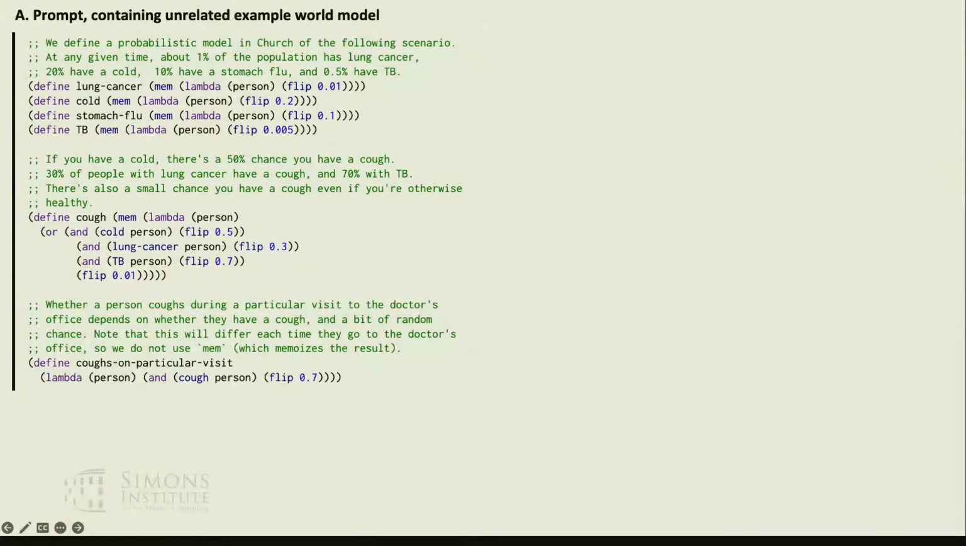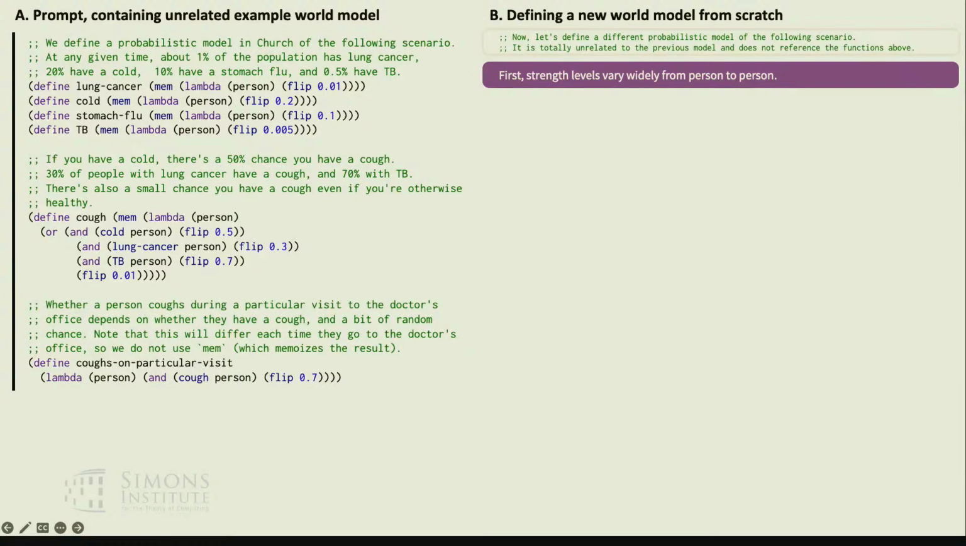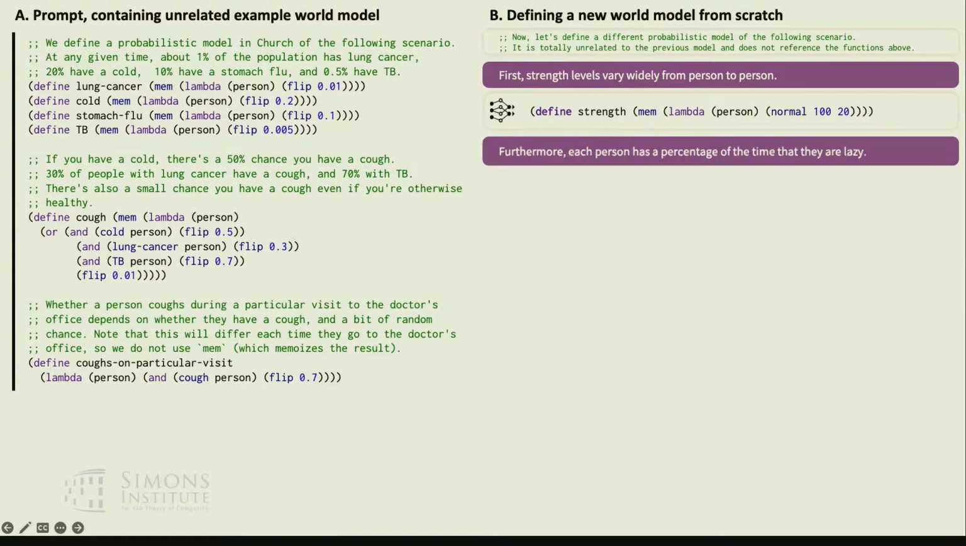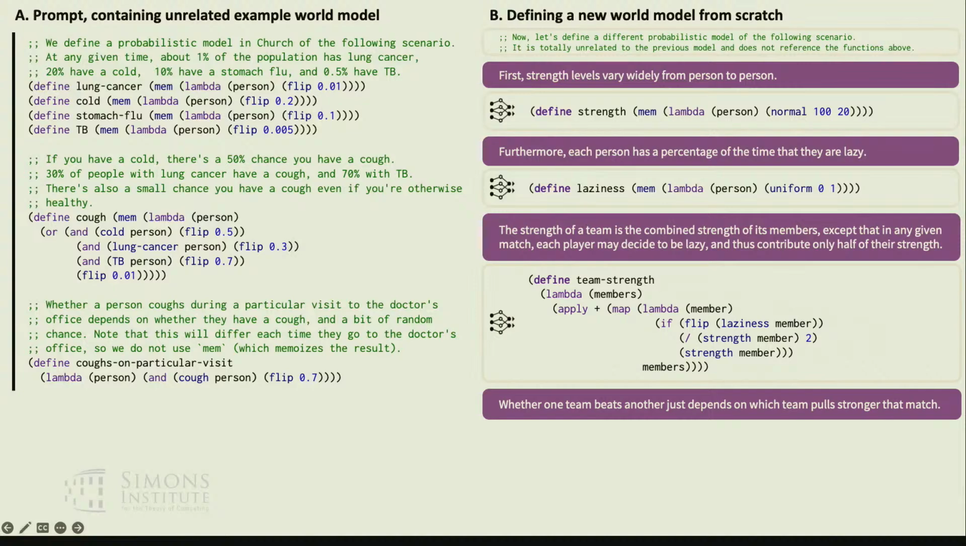And the same framework also suggests one mechanism by which we might formalize what it means to learn world models from language. So, as I mentioned, if we return to the situation that opened this talk, tug-of-war games, we might think about the definition that I gave when I sat up here at the podium, saying there are people whose strength levels vary from person to person, people have a percentage of time in which they're lazy, strengths of the teams depend on the underlying strengths of the members of that team, and whether one team beats another just depends on which team pulls stronger that match.